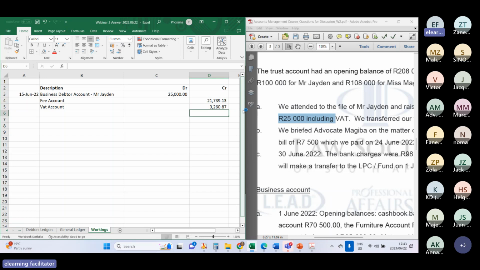So when we go back to our general ledgers, the one that I wanted to start by recording was our fee, but let's start with the debit, which is going to our debtors account.